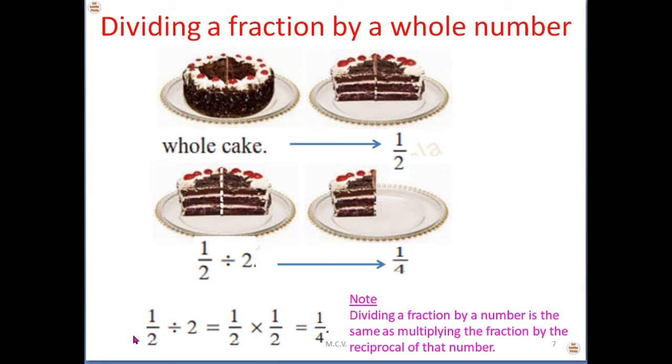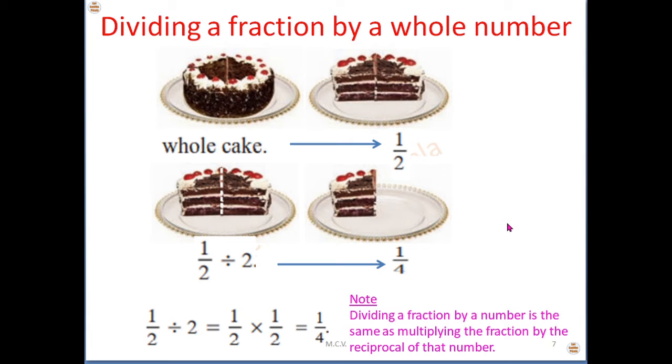Then half divided by 2 is similar to half multiplied by its reciprocal, half. Then when you multiply, 1 multiplied by 1, 1. 2 multiplied by 2, 4. 1 over 4. You got the same answer you obtained when you drew the pictures related to that.